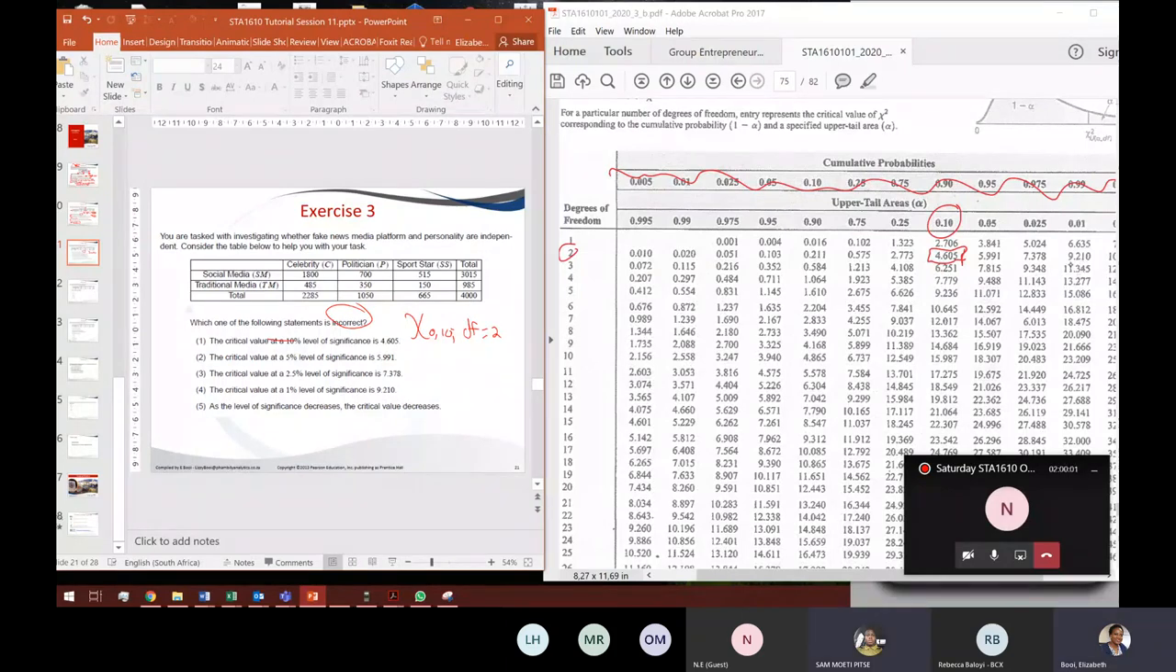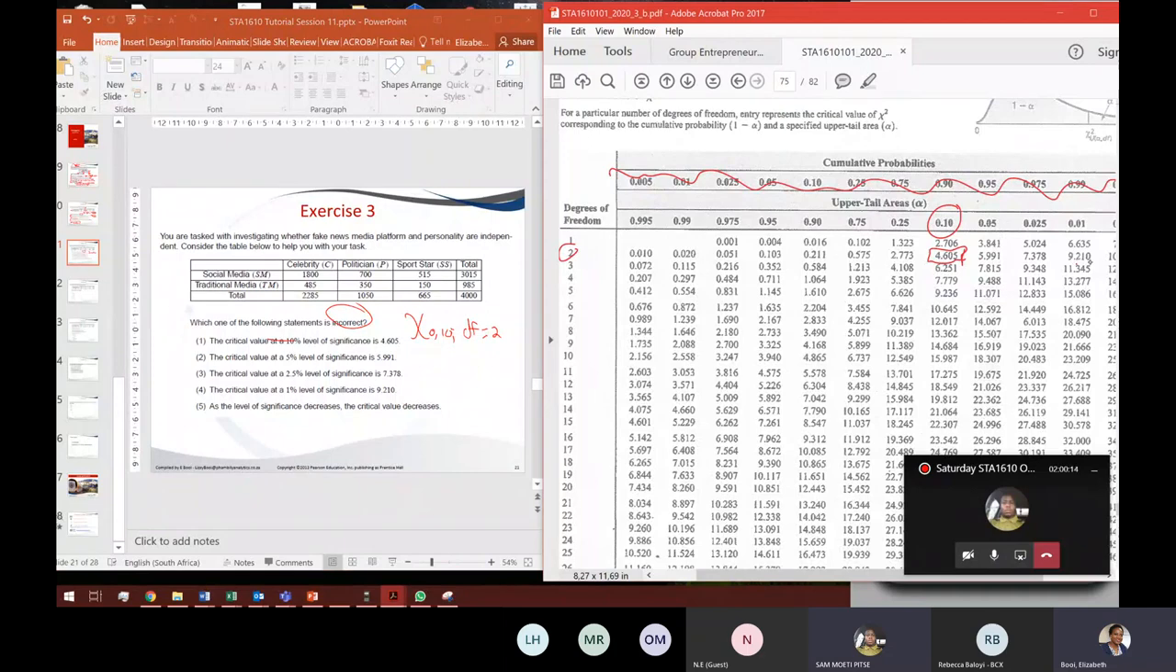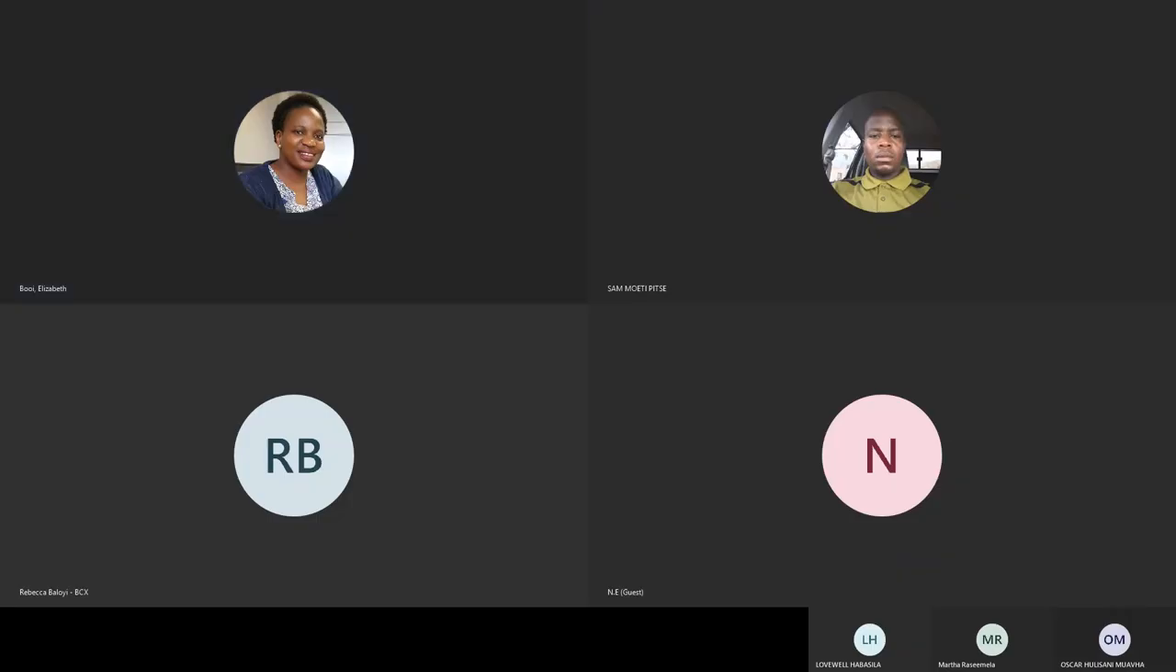It increases. The critical value increases, because you can see from the table here, we started with 4.60605. We end up with 9.210. So it increased from 4 to 9. So that means option number 5 will be the incorrect option.